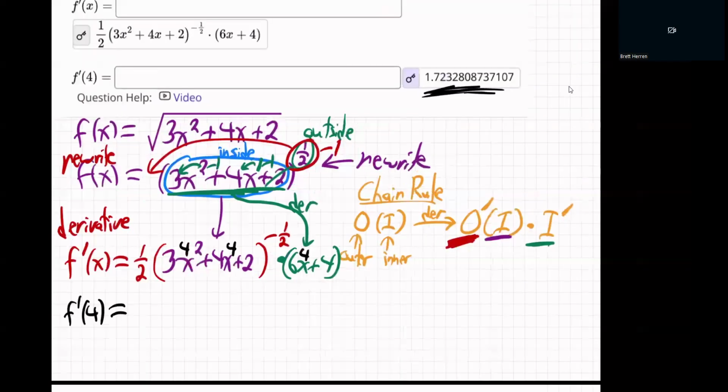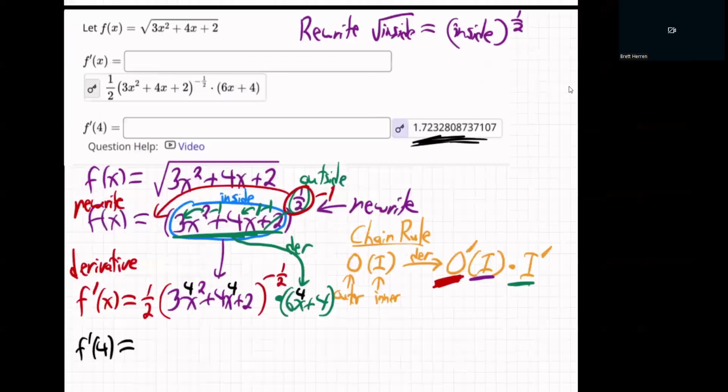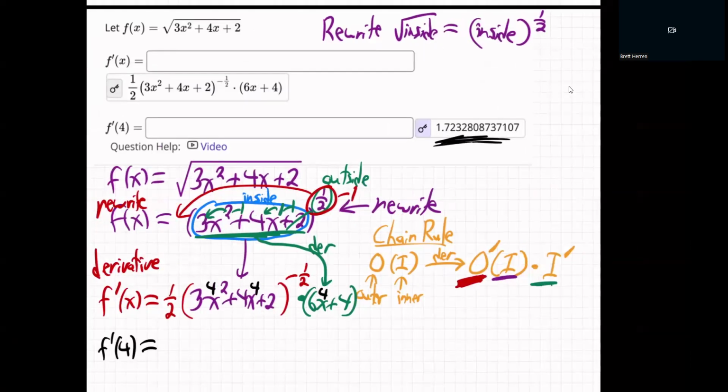So that's the derivative of the square root function. Remember, a square root of anything is that thing to the half power. So that was our first step. We did a rewrite with the half power. Then we did the derivative of the outside and then the inside. And there we go with the chain rule.